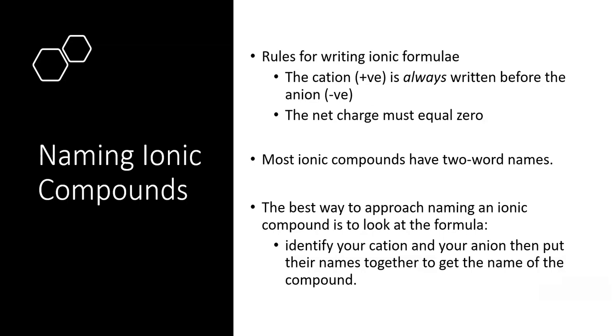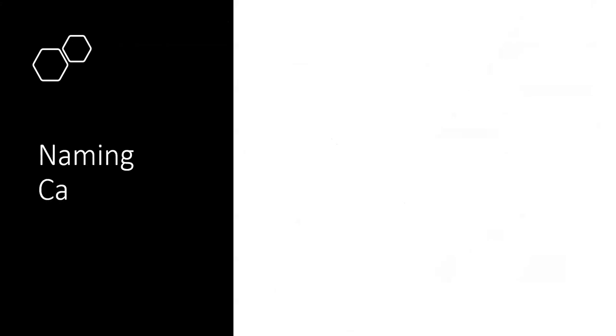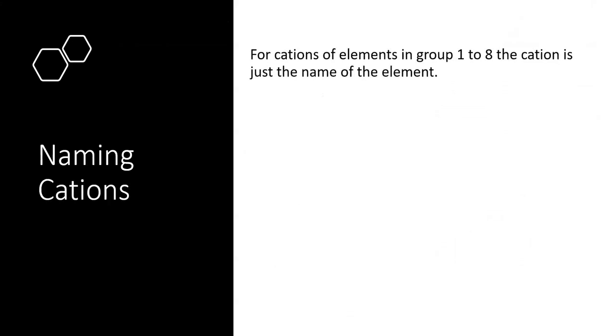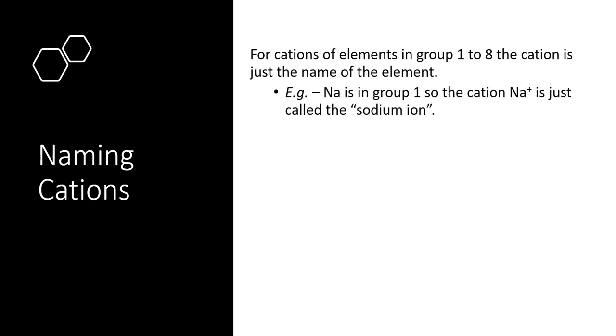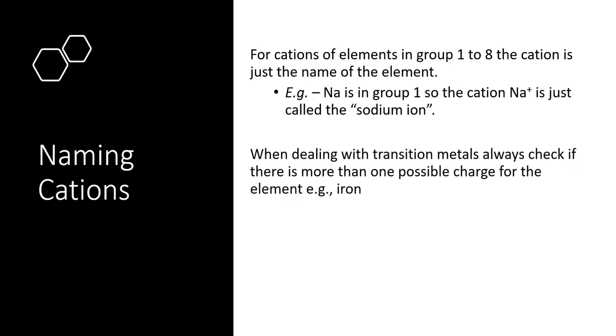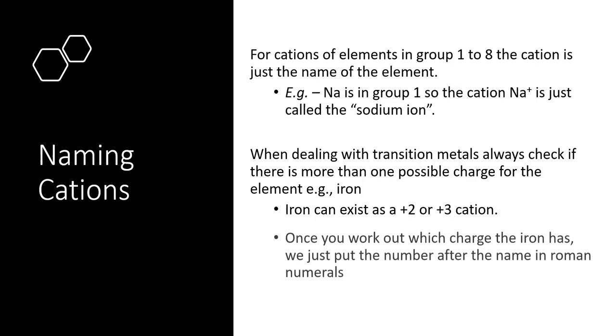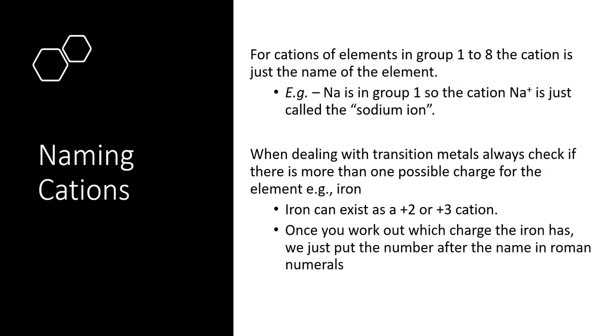Now, the endings of those names are a bit tricky, but we'll get to the endings in a minute. First of all, we just need to remember that if they're in group A, the cation is just the name. So, for example, sodium is a sodium ion. If we're dealing with transition metals, we just need to double check what form we've got. So for example, iron can be +2 or +3. You remember we had copper that was +1 and +2 earlier.